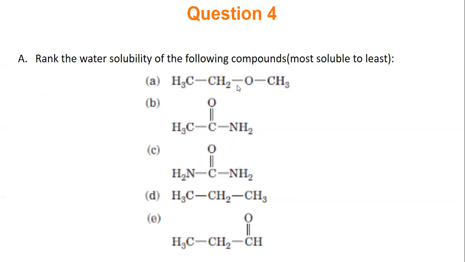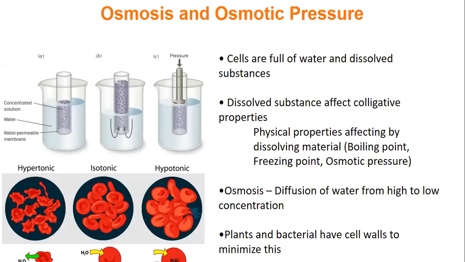All right, so let's go to our last topic for this PowerPoint, then we'll move on to the next PowerPoint. We're talking about water, but we have to talk about water in the context of a cell, because this is biochemistry, right? It's not straight up chemistry where we do molecules for molecules' sake. Cells are full of water and dissolved substances. Proteins, salts, sugars are all dissolved in your cells. And these dissolved substances will affect what are known as colligative properties.